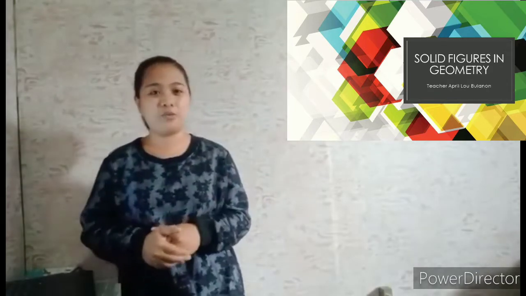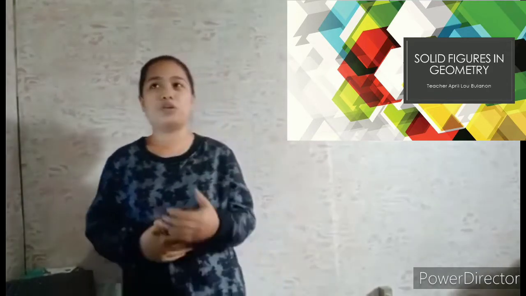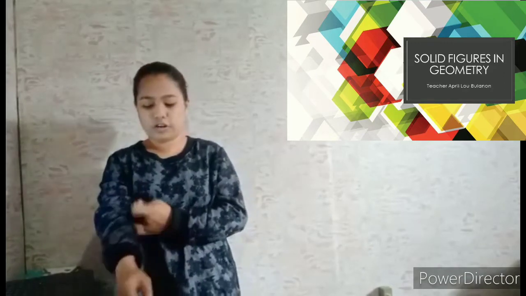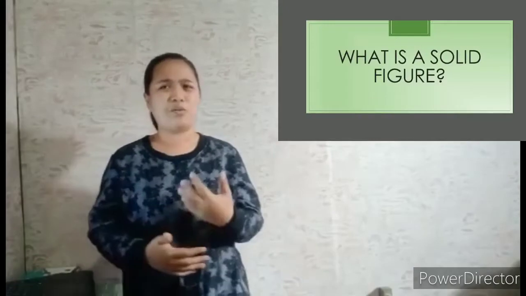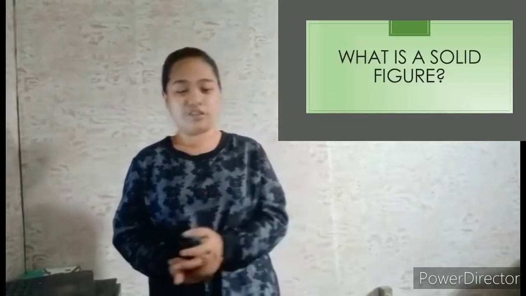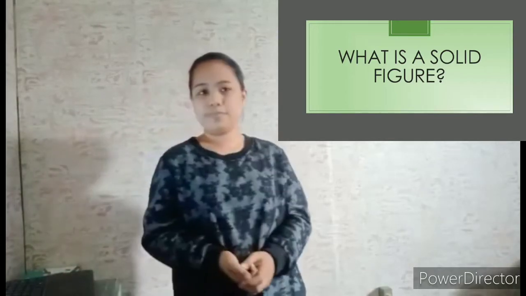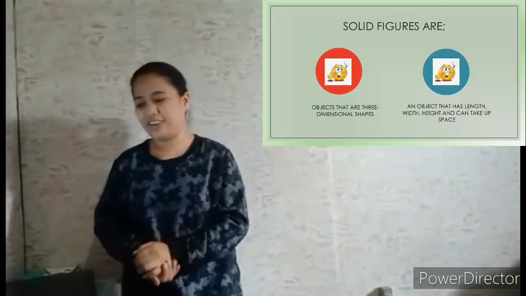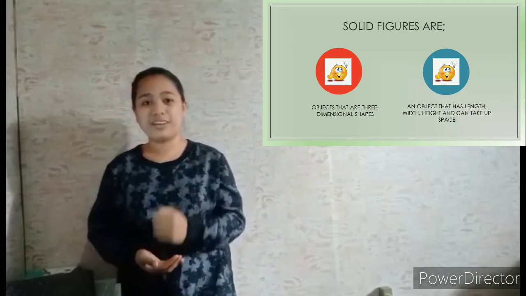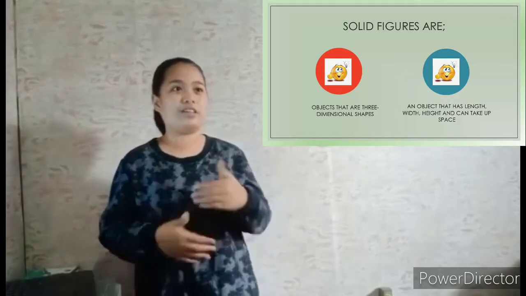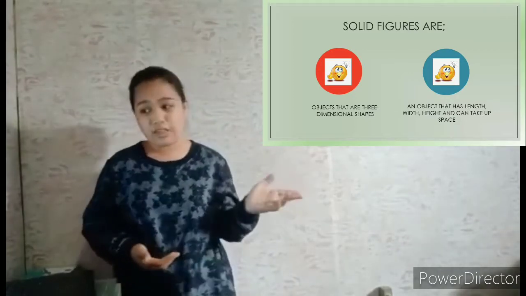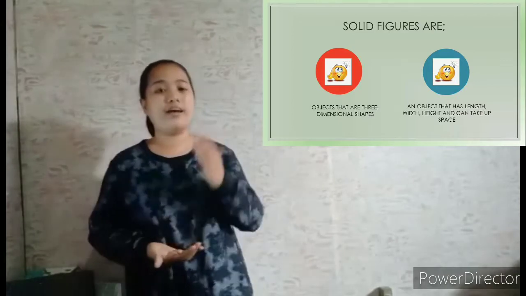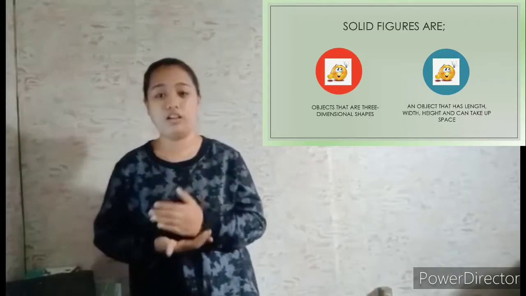So, let's proceed with our discussion. For today, we will talk about what we discussed yesterday. I gave you the definition of a solid figure, right? As a recap, what is a solid figure? Yes, Jane, what's a solid figure? Oh, definitely, you are right, Jane. A solid figure is an object that has a three-dimensional shape. When we say three-dimensional shape, it is an object that has length, width, height, and can take up space. So again, a solid figure is a three-dimensional shape.